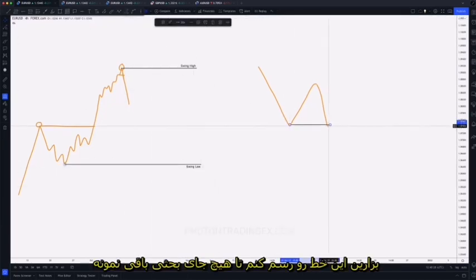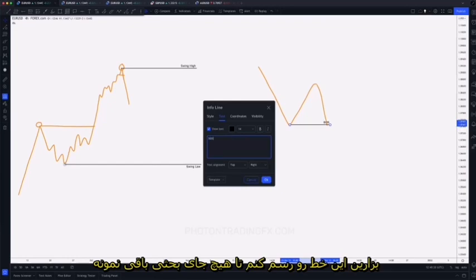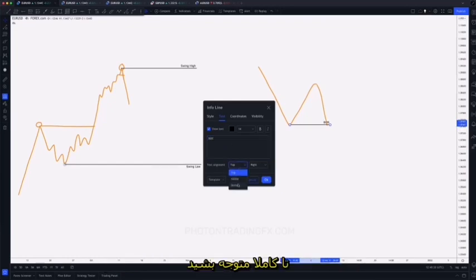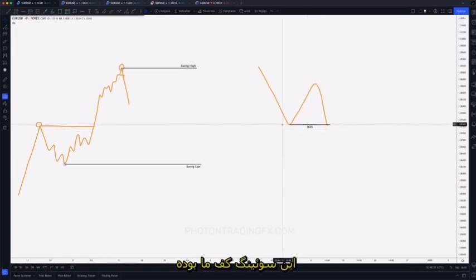Let me use lines so you guys know exactly what I'm talking about. I want to make this so clear so you really, really understand it. Cool. So that's our break of structure, right? So this was our swing low.